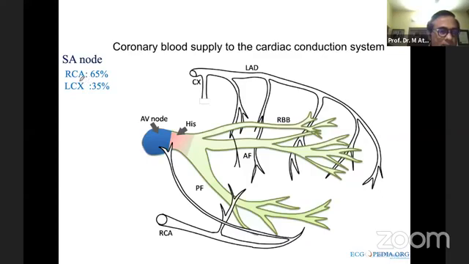The SA node is supplied by the right coronary artery in 65% of cases, and by the left circumflex in 35%. The right coronary also supplies the AV node, the proximal part of the His bundle, and the posterior fascicle of the left bundle. And the LAD, the left anterior descending artery, supplies the distal part of the His bundle, the main left bundle branch, and the anterior fascicle. So this is the blood supply of the conduction system of the heart.